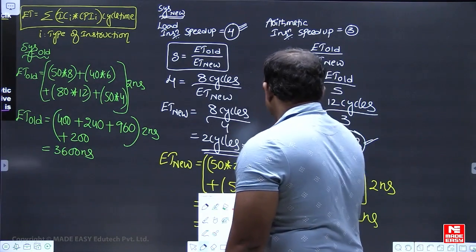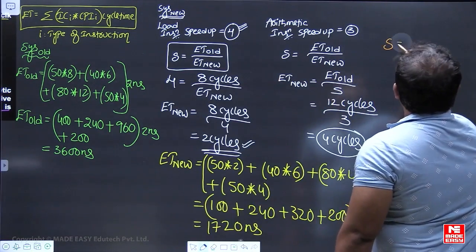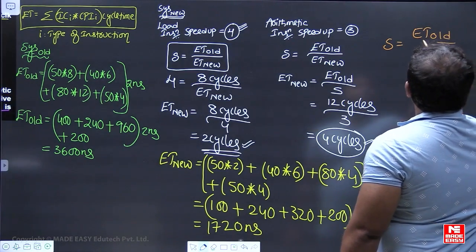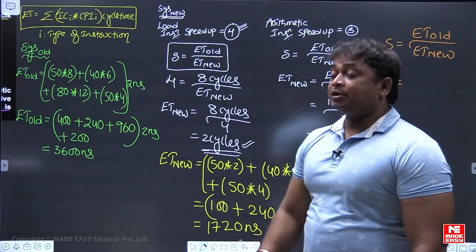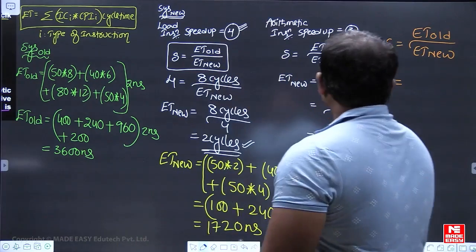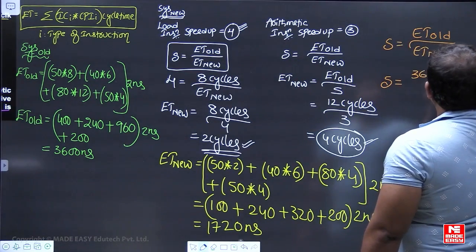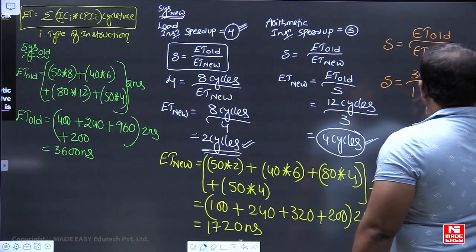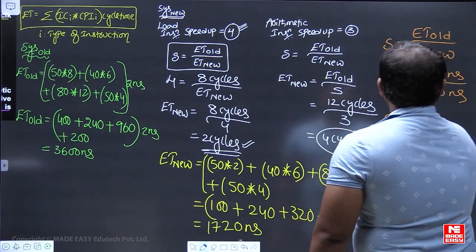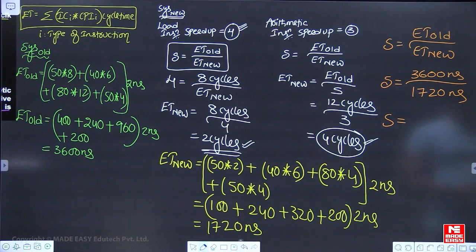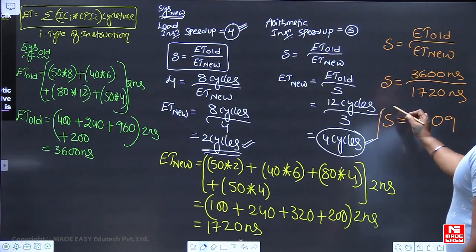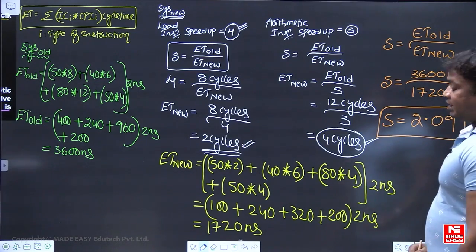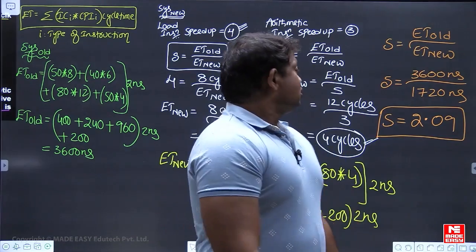Now report the performance gain. Performance gain S is equal to execution time of old computer upon execution time of new computer. Whichever system's gain we want to calculate, that system's execution time is the denominator in the formula. Correct? So 3600 nanoseconds upon 1720 nanoseconds. Do the calculations. 3600 divided by 1720 is equal to 2.09. This is the answer. The performance gain of the system after the enhancement is 2.09.